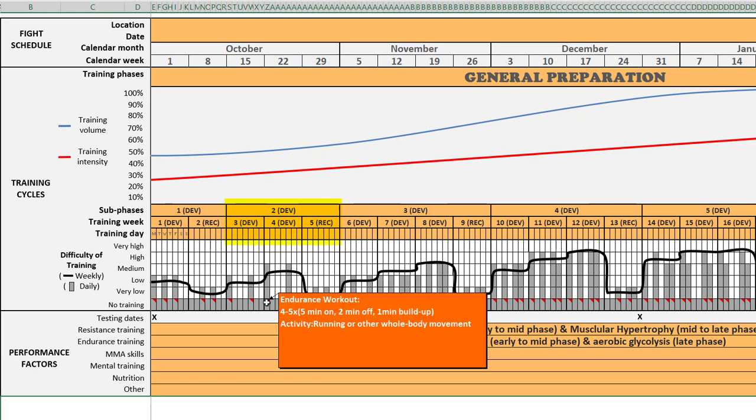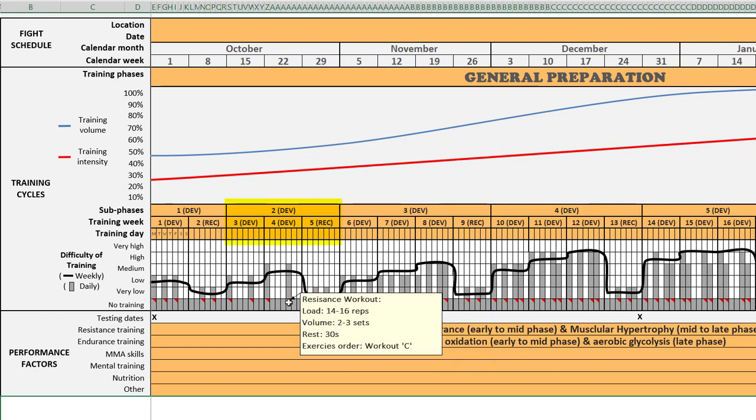And then we go into week 4, our endurance workout, 4 to 5 times 5 minutes on, 2 minutes off with a 1-minute build-up. Again, very similar patterns. And then it's the same thing with the resistance workout, 14 to 16 reps, 2 to 3 sets, 30 seconds of rest. But again, we're shifting the workout to add variation. We're now using workout C.